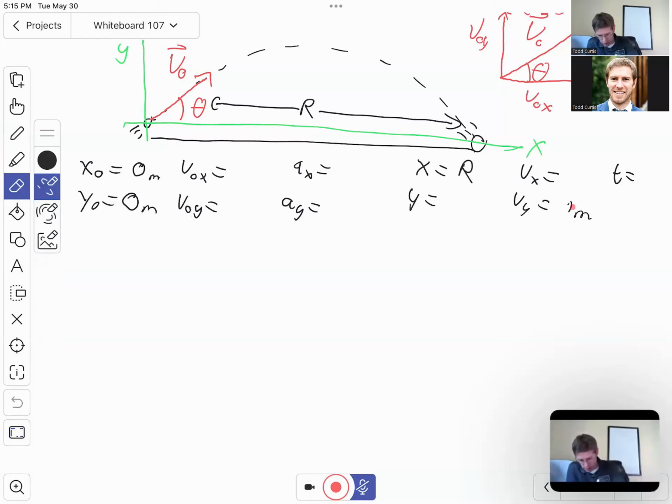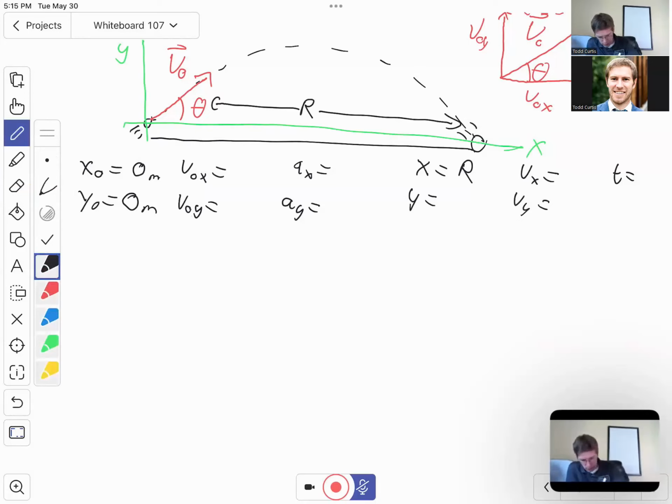And I just realized I put y final in the wrong place, excuse me. So y final is here. There we go. All right. Now, let's think through these other variables. We know for anything moving through the air only under the influence of gravity, acceleration in the x is 0, and acceleration in y is just negative g, or negative 9.8 meters per second squared.